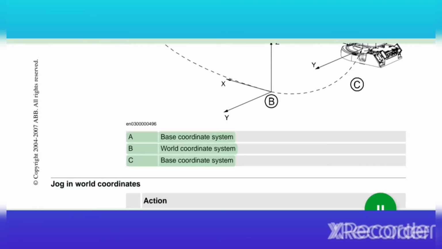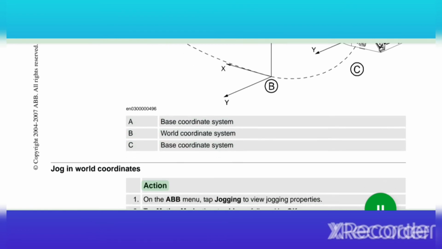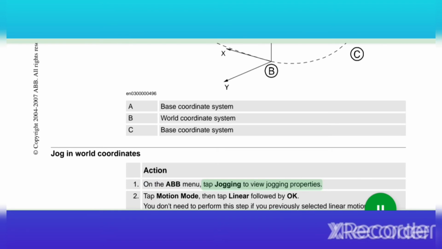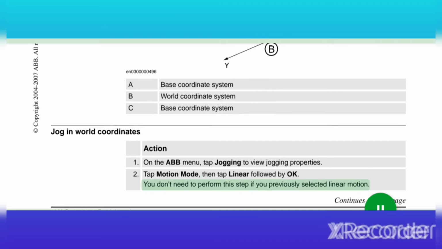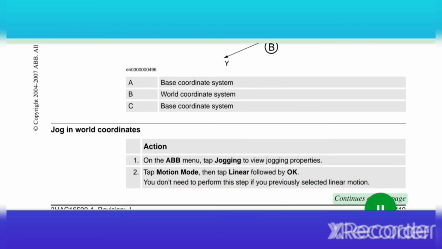Jog in world coordinates. A: base coordinate system. B: world coordinate system. C: base coordinate system. Action. 1. On the app menu, tap jogging to view jogging properties. 2. Tap motion mode. Then tap linear followed by OK. You don't need to perform this step if you previously selected linear motion.